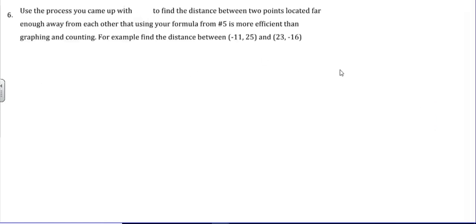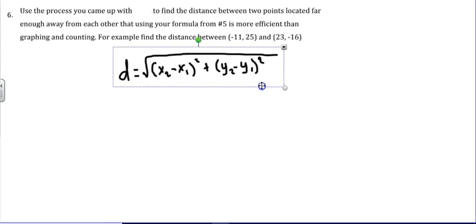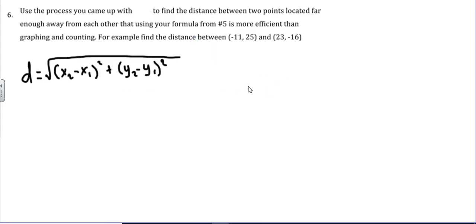Use the process you came up with to find the distance between 2 points located far enough away from each other that using your formula from number 5 is more efficient than graphing and counting. For example, find the distance between the points (-11, 25) and (23, -16). Here's our formula that we came up with. When we have our points over here, we need to label them so we know what is point 1 and point 2. So let's make this point 1, so negative 11 is x sub 1, and 25 will be y sub 1, and then 23 will be x sub 2, and negative 16 would be y sub 2. So let's substitute this into our equation.